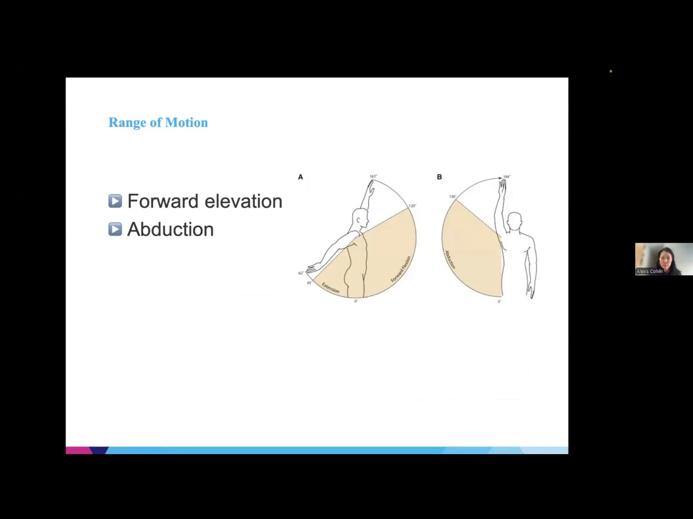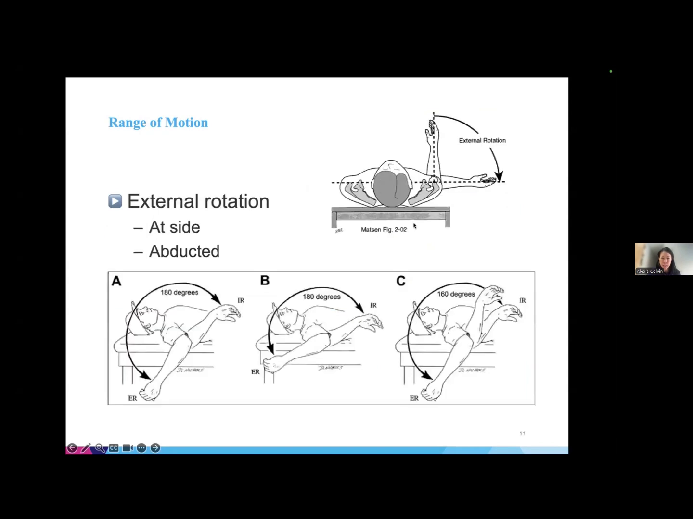So the next evaluation that I do is for range of motion, and I always compare it to the contralateral side so that I have a baseline of normal. So I'm checking forward elevation as well as abduction. And then external rotation. So this is a top-down view. And so I'll have the patient put their arm at their side, actually both sides, and then keeping their elbows at their side, have them just turn the arm out.